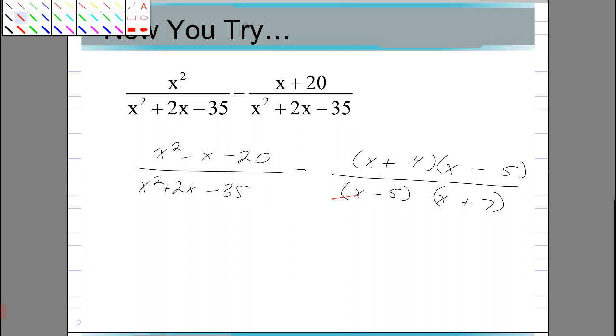In this case, the x minus 5's cancel out, and so we are left with x plus 4 over x plus 7. I haven't said this in a long time, but here x could not be negative 7 because that would make the denominator 0. So talking about undefined expressions, that's how we find it. What would make the denominator 0?